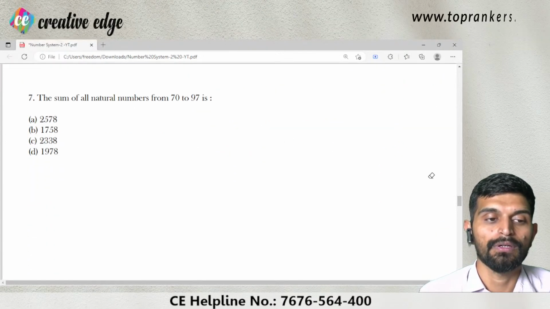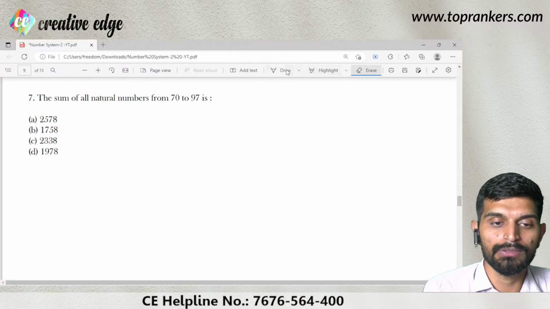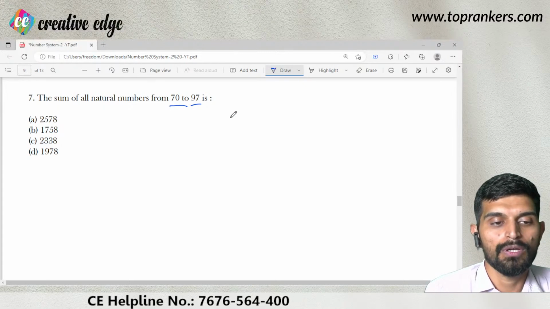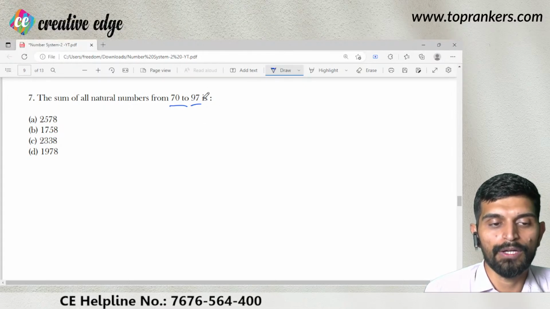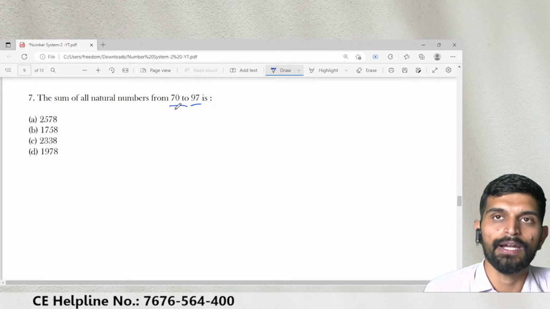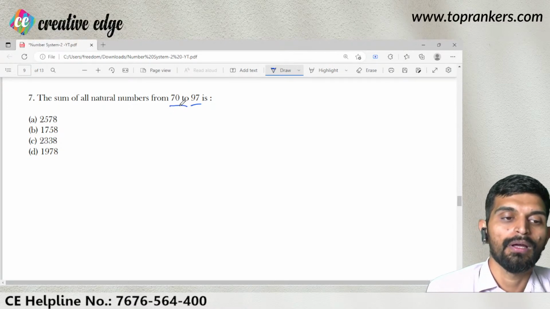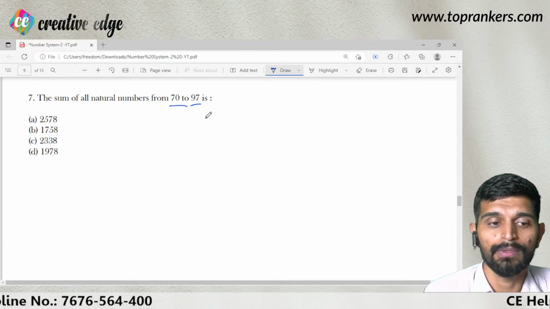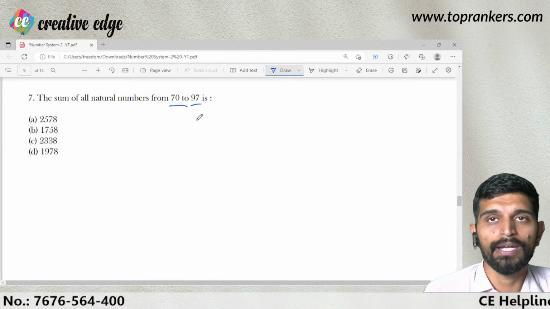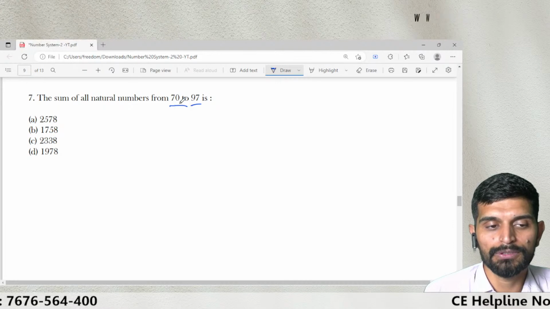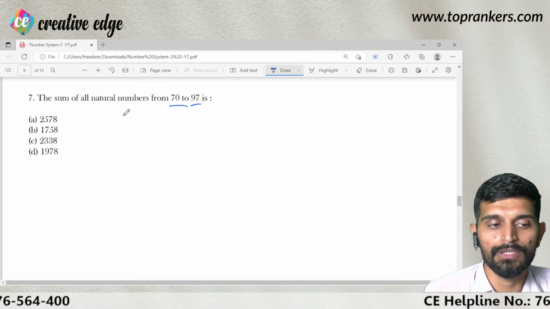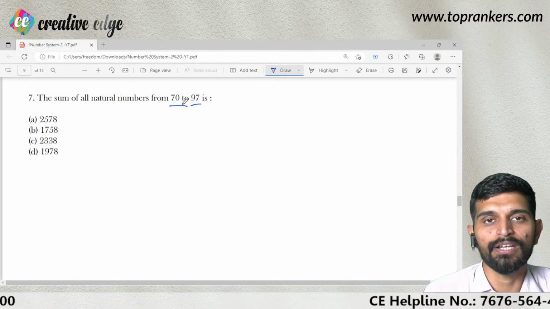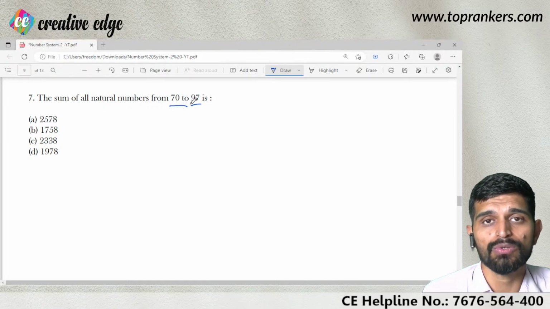Next, we have the sum of all natural numbers from 70 to 97. There are two ways to solve it. One is to take the sum from 1 to 97, then take the sum from 1 to 70, and take the difference of both, right? Not exactly 70, but 1 to 69, because you have to consider this 70 as well, right? The other one is to go by the arithmetic progression approach, where the first term is given to you, the last term is given to you, and the common difference is 1, because you need to determine the sum of all natural numbers and the difference between any two consecutive natural numbers is 1, right?